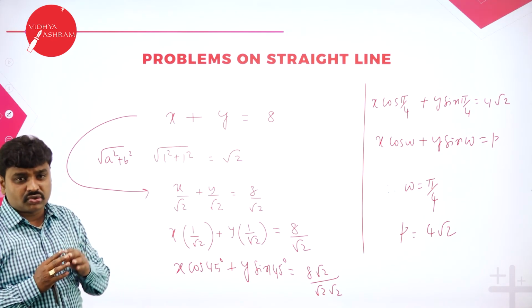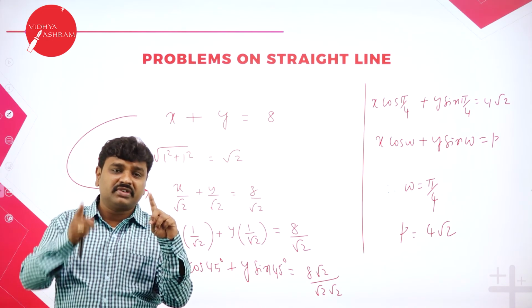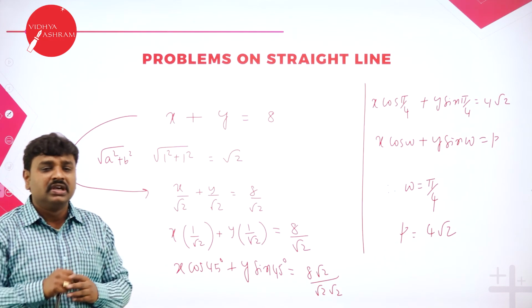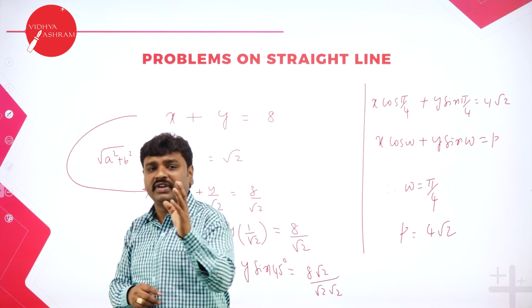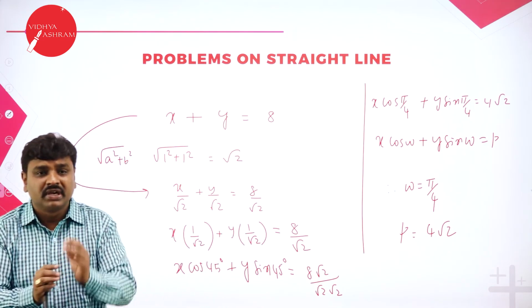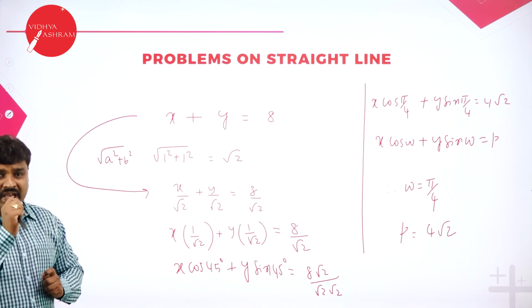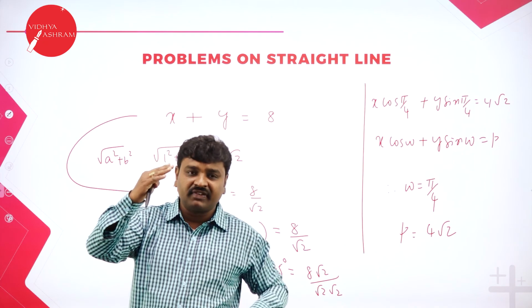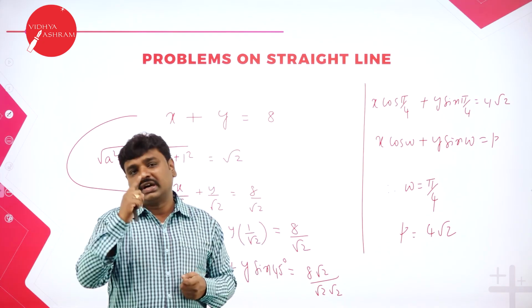So I hope all of you understood all the different forms and the problems. The first form we started is slope intercept form, then we have done intercept form, then we have done normal form. What is slope intercept form? y is equal to mx plus c, where m is slope and c is y intercept. What is intercept form? x by a plus y by b equal to 1, where a is x intercept and b is y intercept. And then we have done normal form, x cos omega plus y sin omega equal to p, where omega is the angle made by the normal with the x axis and p is the perpendicular distance of the line from origin.